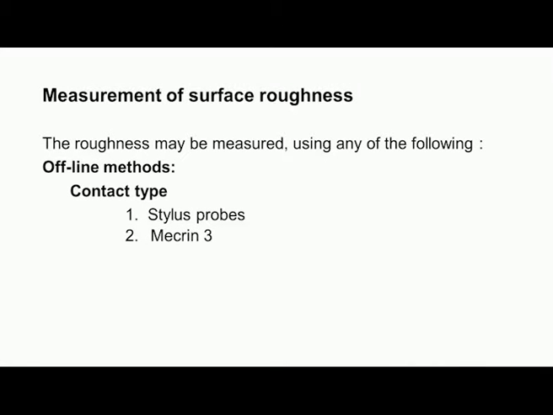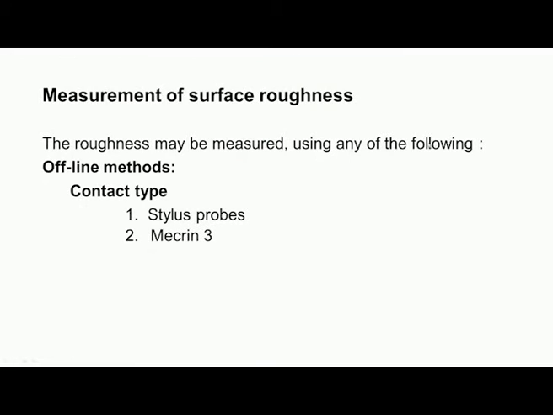So, now having understood the various parameters used to specify the roughness, we will move to the measurement of surface roughness: how we can measure the surface roughness, how we can get the various parameter values, what kinds of measuring methods are used, and what the different types of measuring instruments are. So, those things we will study. The roughness may be measured using any one of the following methods.